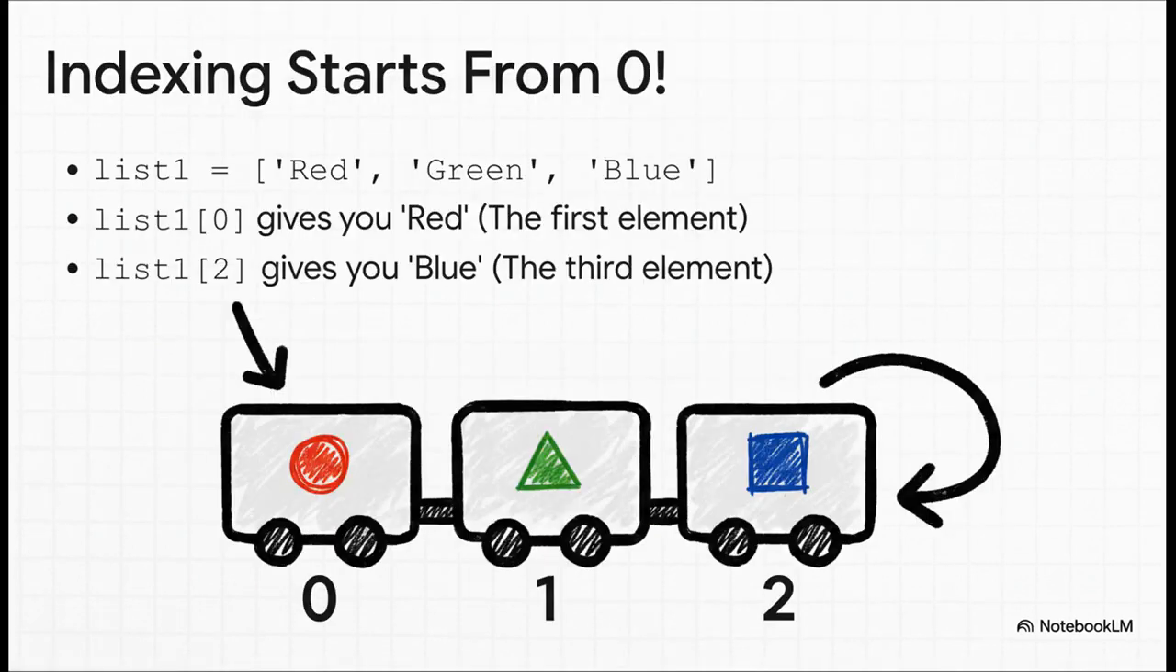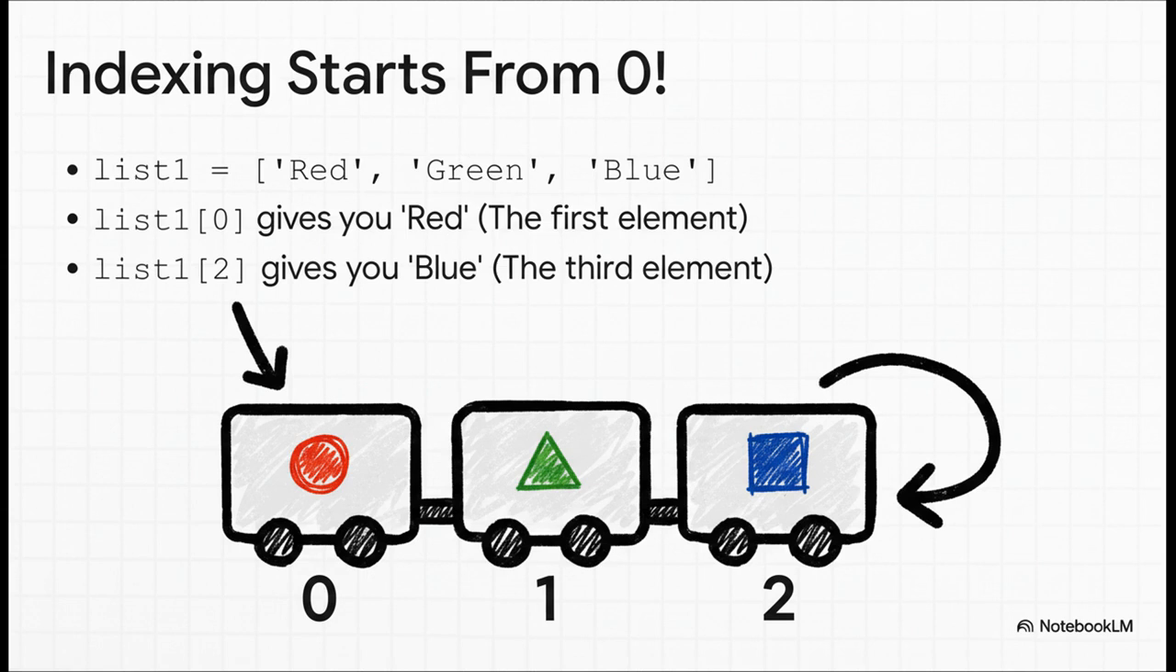Now here is the most important rule in Python, and I want you to remember this forever. Counting always starts from 0, not 1, 0. So the first bogie is index 0, the second is index 1, and so on. In our example here, to get red, we use list1[0]. And here's a very cool trick. If you want the very last item, you don't need to count all the way to the end. You can just use index -1.